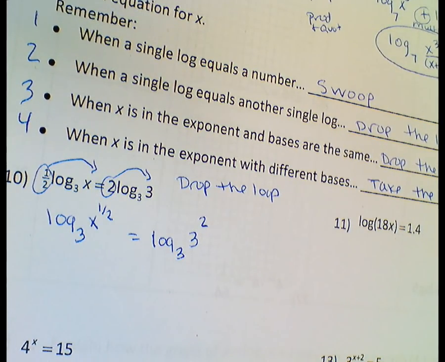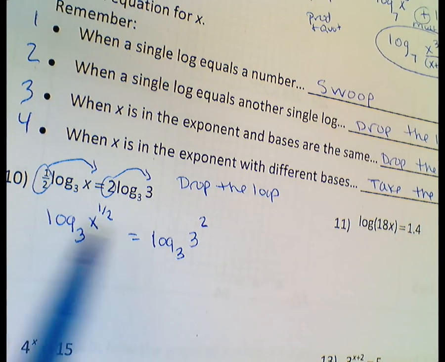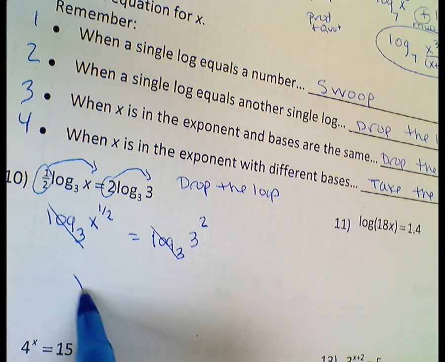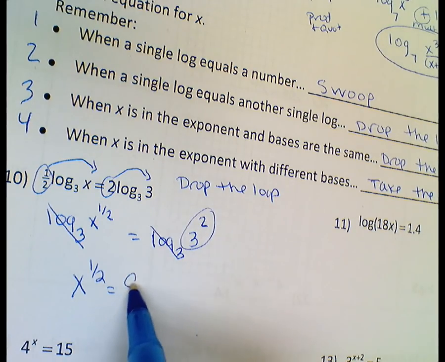So do you always do that? Yes, and you can't drop the logs unless it starts with log. Like you can't start with 3 log. It has to be log. So whenever you're going to move something that's in front of log, it always goes to the exponent. Now that you have nothing out front and nothing out front, we can drop these logs and set x to the 1/2 equal to, what's 3 squared? 9.